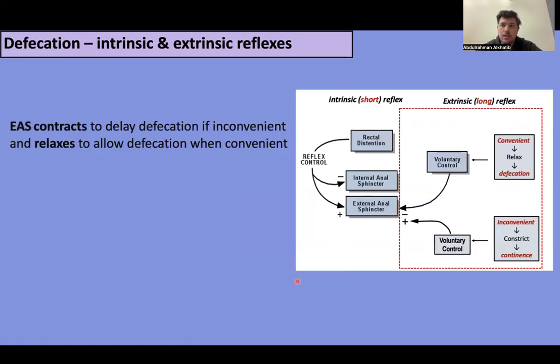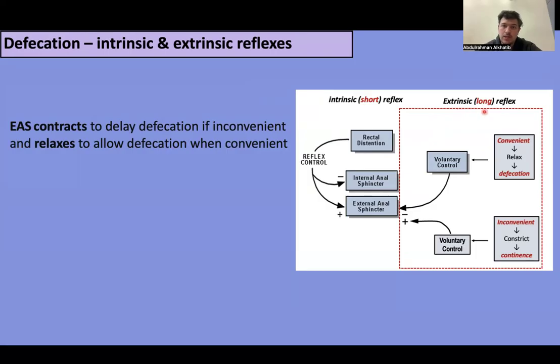Now, the defecation process involves two main controls. The first one is the intrinsic reflex. The second one is the extrinsic or long reflex. As the fecal content accumulates in the rectum, it will distend it. So the rectal distension will inhibit the internal anal sphincter. However, the intrinsic or short reflex is not that strong. It's not the whole process of defecation. So there has to be some extrinsic long reflexes.